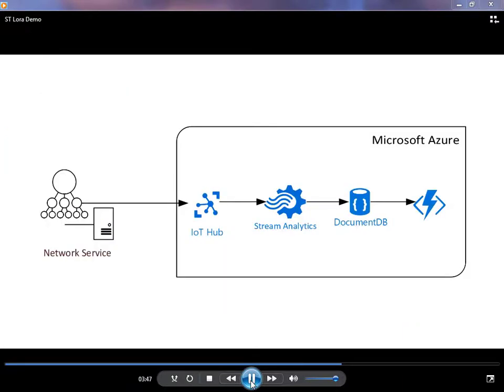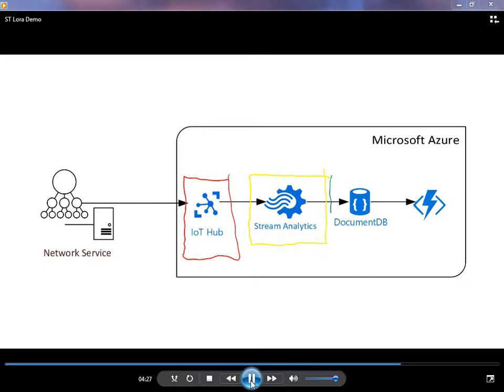So Microsoft Azure is a cloud provider by Microsoft, and we are supporting a lot of things related to IoT. So first, we have the service which is called IoT Hub. The IoT Hub is a service which is responsible for bidirectional device communication, and it is responsible for device management. Using Stream Analytics, you can analyze data in real time.